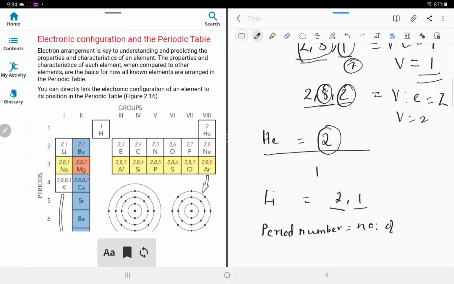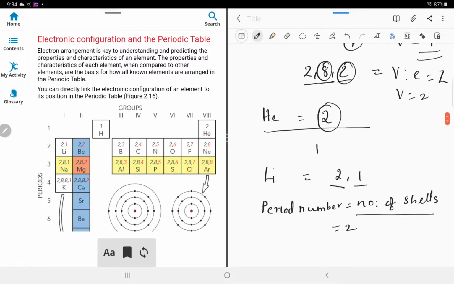Period number will be equal to the number of shells. Here there are 2 major shells, not subshells, major shells. So the period number is 2. So we can determine the period number using the number of shells.